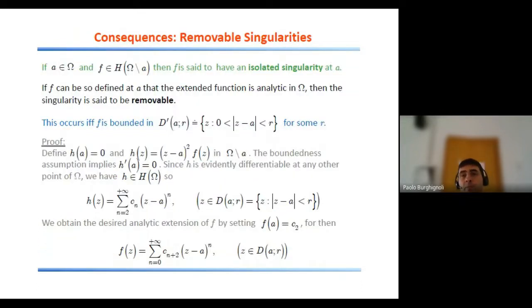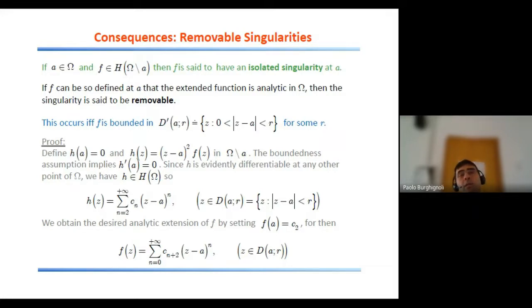As another example of the power of the Cauchy theorem, we will examine now the singularities, or better, the isolated singularities of an analytic function. The definition is the following one. If a point a belongs to omega and the function f is analytic in some open set omega without the point a, so the function f is analytic everywhere with the exception of the point a, which is therefore an interior point of omega, since omega by assumption is an open set, then we say that f has an isolated singularity at that point a.